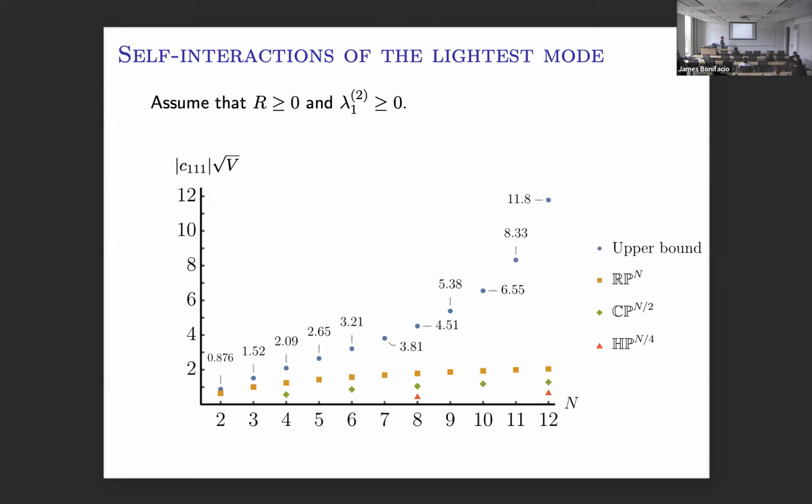So another thing you can bound is the size of these cubic couplings. If I assume again that the Ricci scalar is non-negative and that the lightest spin 2 eigenvalue is non-negative, so it's a stable compactification, then you can find an upper bound on this combination, the square root of the volume times the magnitude of the lightest massive spin 2 mode's interaction with itself, C111. And so depending on the dimension, the strength of this interaction has to be less than or equal to these numbers shown here with these two elements.